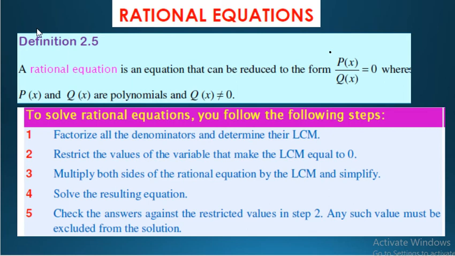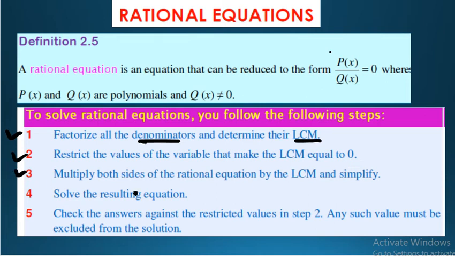To solve a rational equation, we can follow the following steps. The first step, factorize the denominators, both sides. The denominators have to be factorized and the LCM of the denominators will be determined. The second step, restrict the domain or take out those 0 points of the denominators. The LCM's 0 points will be undefined points, obviously.